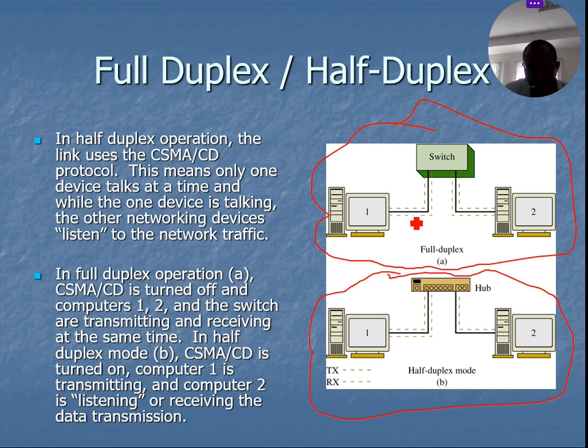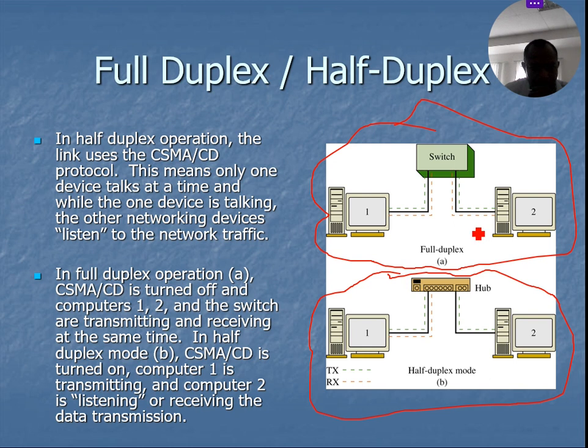So the only thing it does is to listen in a half duplex mode. However, in a full duplex mode, we turn off the CSMA/CD protocol. The reason is so that no one will listen. You send, I send, you're busy, I'm busy. Okay? So my job does not affect you. So CSMA/CD is turned off for full duplex mode.